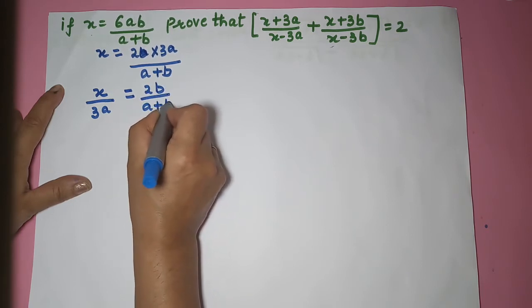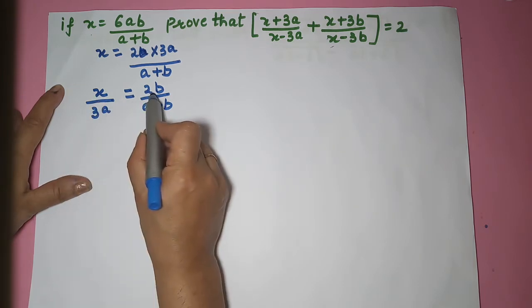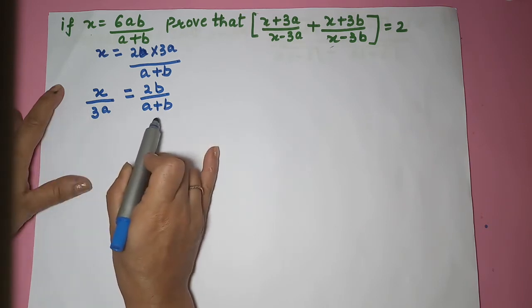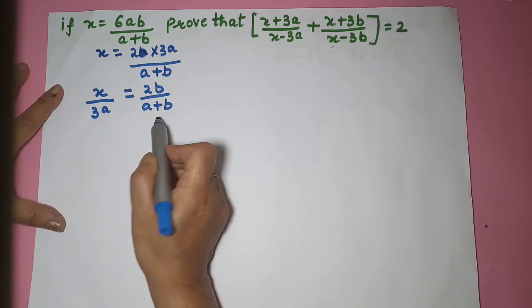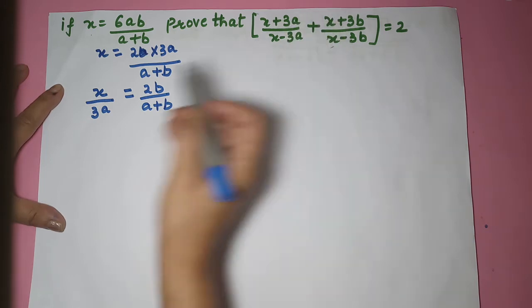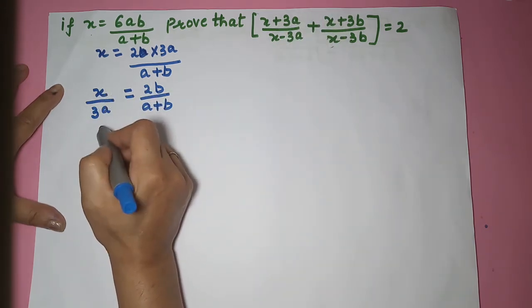If you cross multiply, you will get x is equal to 3a into 2b is 6ab upon a plus b. I have not made any change in the equation. I have only rearranged the terms. Why did I do that? Because I want something like this, x plus 3a. So when I have this part now, can I apply componendo and dividendo here?